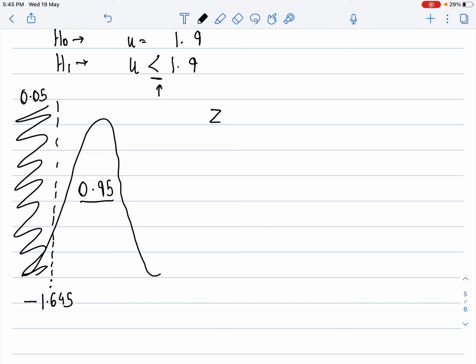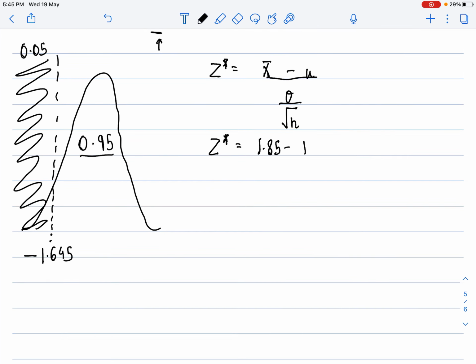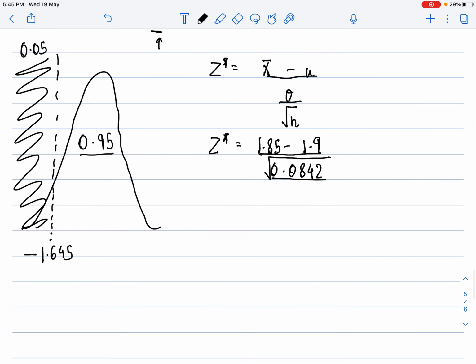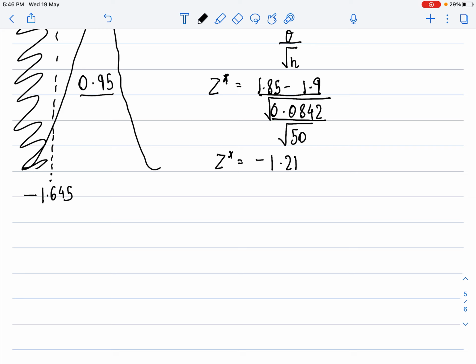Now I need to calculate my z statistic value, which is the test value minus the mean over the standard deviation over root n. So I can write this as z star equals 1.85 minus 1.9 over the square root of 0.0842, because this was the variance and the standard deviation is the square root of variance, over the square root of the number of samples. I can now solve this on the calculator. It'll take a little time, but I'll get the correct answer. When I solve this, I get negative 1.218, so my z star is negative 1.22.